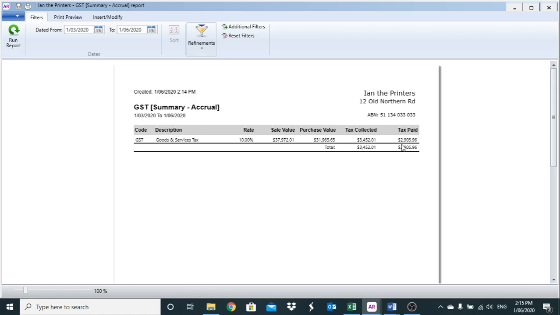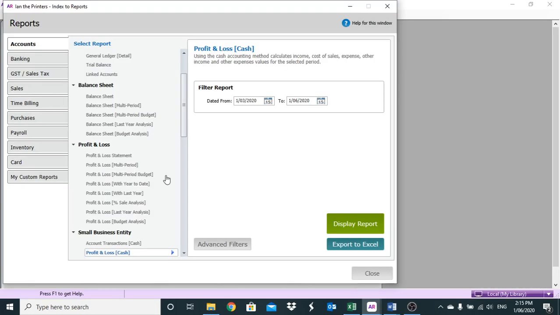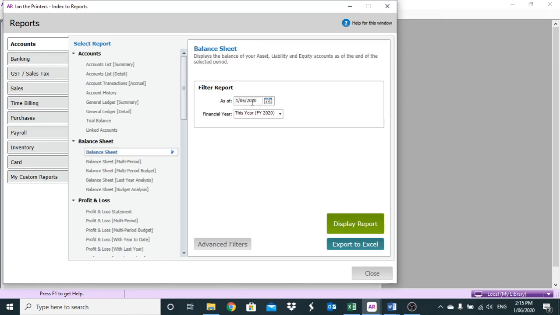We'll have a look at the last report, which is our balance sheet report. The balance sheet report is here. We'll have a look at the balance sheet report as of today's date. I'm going to hit display. Now, the balance sheet report will give us a better picture of how the business is going. We'll have a true picture of the current value of our assets, which is what the company owns, as well as its debts and liabilities.